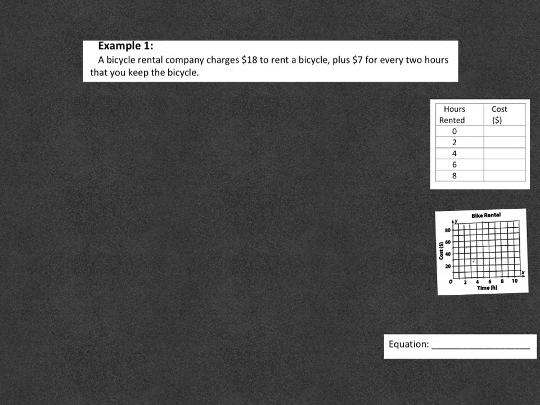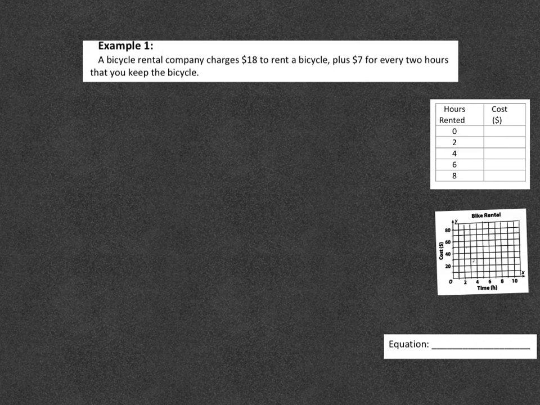The first example we're going to look at says a bicycle rental company charges $18 to rent a bike, plus $7 for every 2 hours that you keep the bicycle. And what we're going to do on this particular example is we're going to fill in a table based off of the information in the story problem. Then we're going to take this table and we're going to graph to see how the constant change is going to progress over each hour that the person rents the bike. And then finally, we're going to write an equation that could be used to calculate any cost no matter how many hours you keep the bicycle.